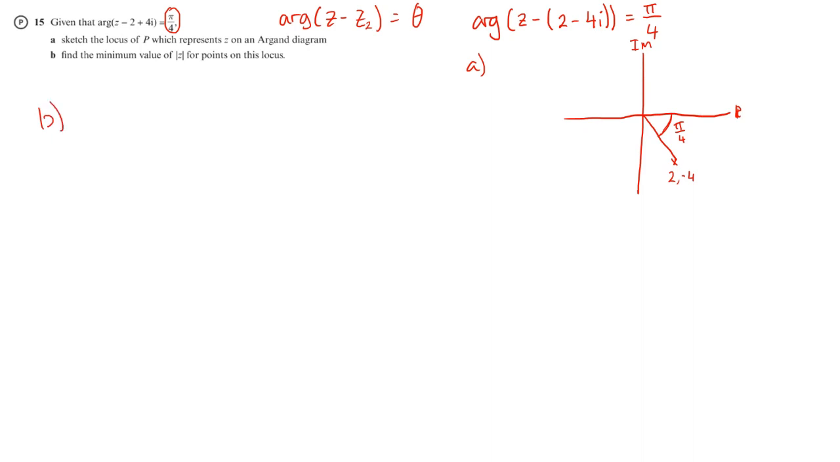Find the minimum value of the modulus of z for points on this locus. Right, so we thought the minimum point would be at the origin, I think, because at the origin you would have the square root of 0 squared plus 0 squared, which equals 0. I'm going to say that the minimum is 0. We're going to have to go back and look at the mark scheme at the end, but if you got that, then word up.